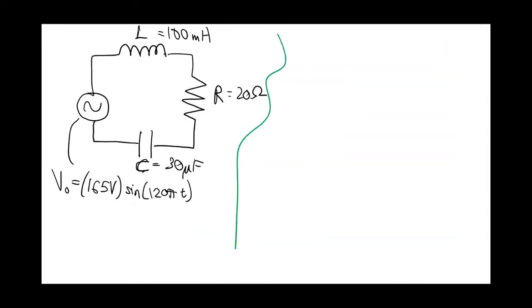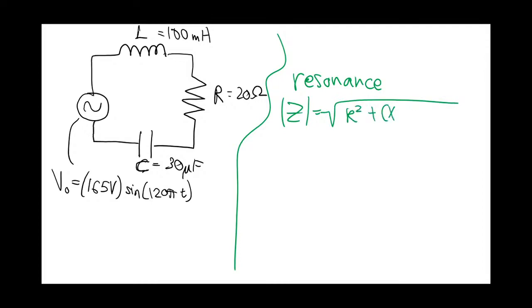One more concept I'd like to cover before the final wrap up, running a little long here, sorry, is the idea of resonance. If you look at the form of our overall impedance, Z would be the smallest, and therefore I would be the biggest when XL minus XC is equal to 0, right?